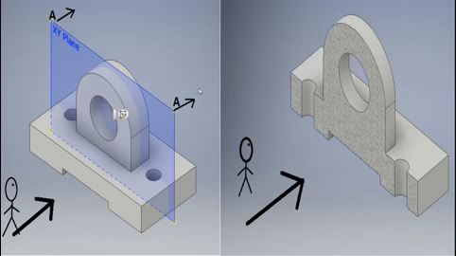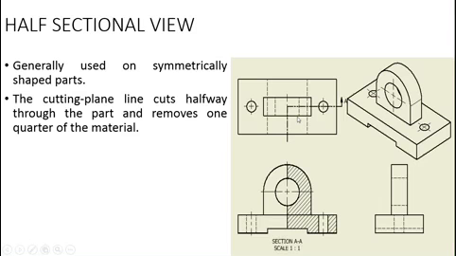Alright, so this is about the half sectional view. So it is like this. You are cutting half of the whole drawing or the whole object. So at the end it will look like this.